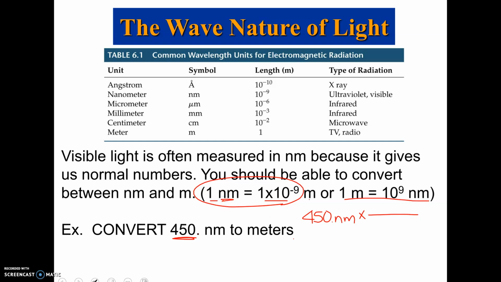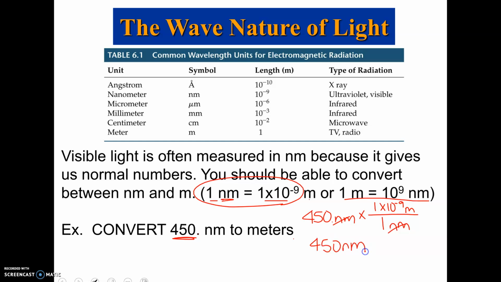Why am I putting nanometers on the bottom? Because that way it will cancel. I always want to put the unit I'm converting to on the top. So nano will cancel, and my answer will be in meters. And then this is going to be 1 times 10 to the negative 9th, and now I just have to multiply. Now you'll get the same answer if you do it this way.